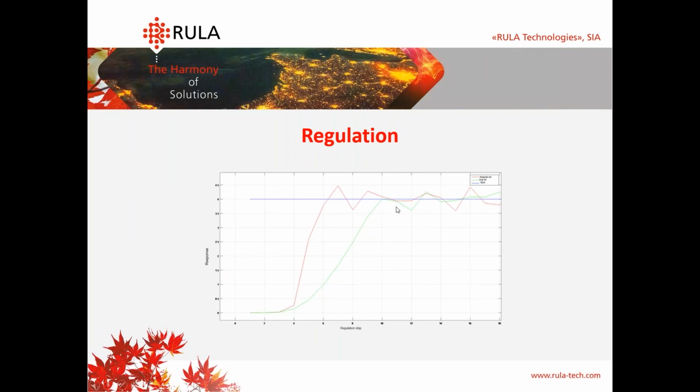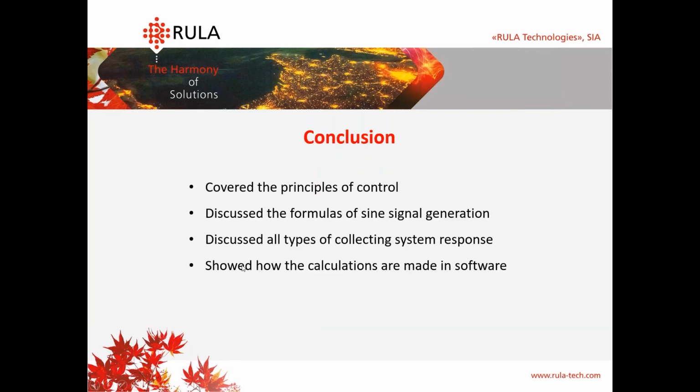The blue line is the task here, and the red line is our response with regular error calculation. And you see that it's not really smooth. But when we have exponential error, the green line, you see that we are really close to the task. I think now we covered all the main principles of the control theory.